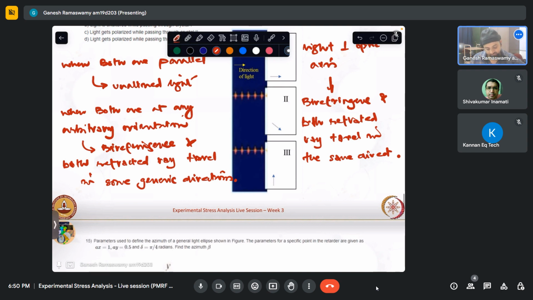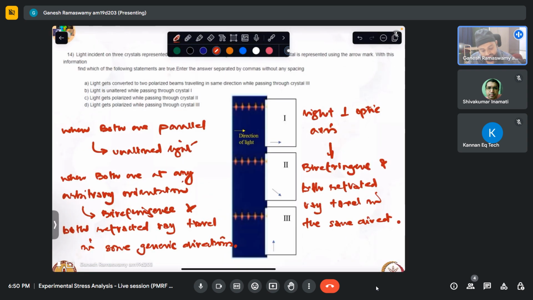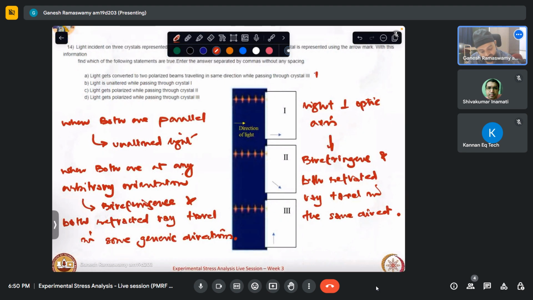So light gets converted to two polarized beams traveling in the same direction while passing through crystal 3. This is true. Light is unaltered when passing through crystal 1 because it is parallel. This is true. Light gets polarized when passing through crystal 2. One process is that light gets split into two and both are polarized. So this is also true. Light gets polarized while passing through crystal 3. This is also true. In fact, light gets polarized in 2 as well as 3. Only thing is it passes in different directions in 2, in some generic direction. And when the impinging light is perpendicular to the optic axis, it passes in the same direction with that retardation. So I hope that is clear.